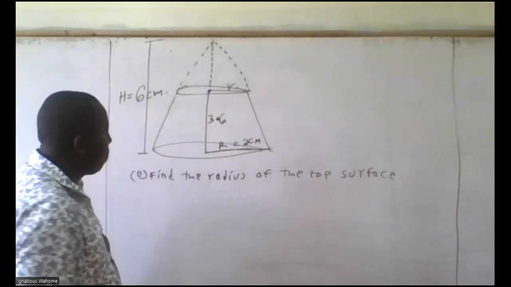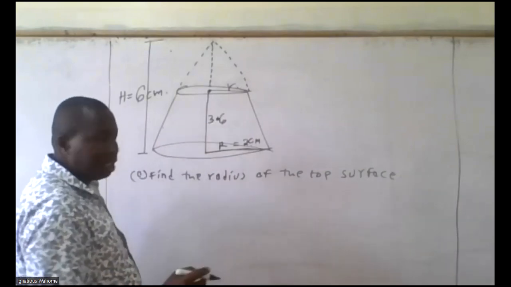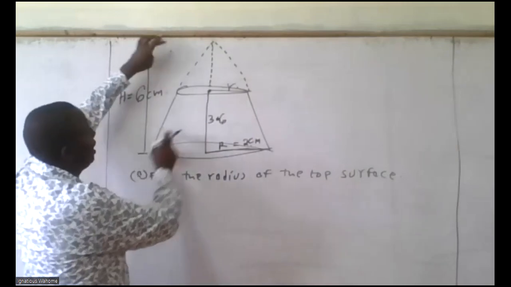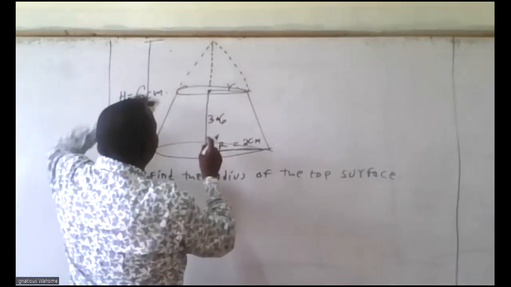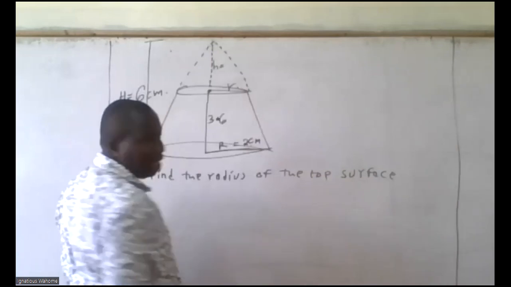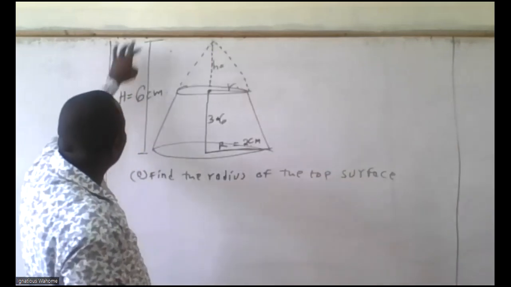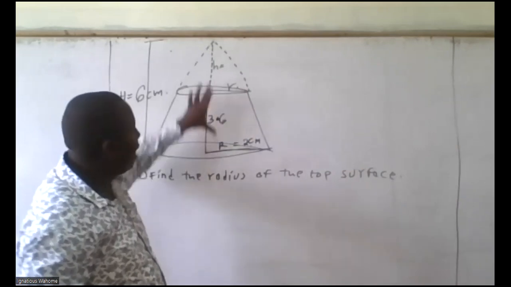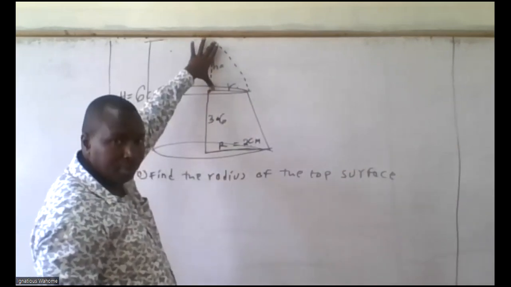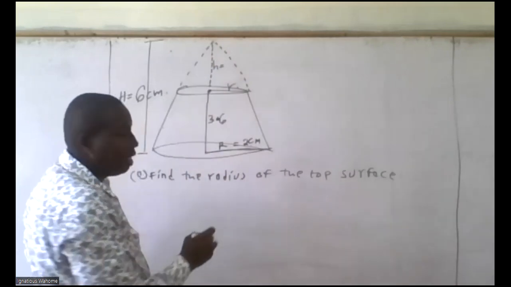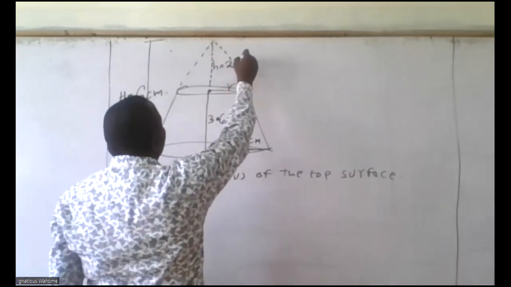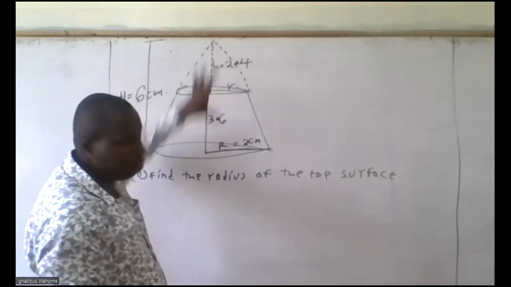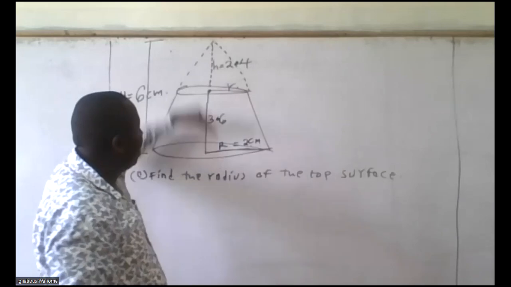I want us to work it out. In this case, you're supposed to use similarity. You get similarity from the height of the original cone and the height of the small cone. So let's take the height of the small cone as h. If the height of the original cone is 6 and the height of the frustum is 3.6, then the height of the cone that has been chopped off is 2.4. So the height of that small cone must be 2.4.